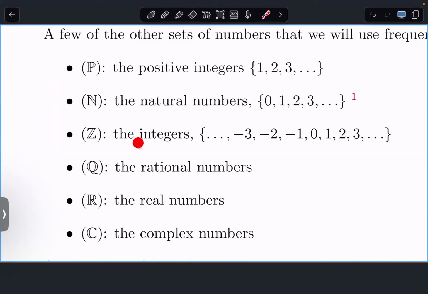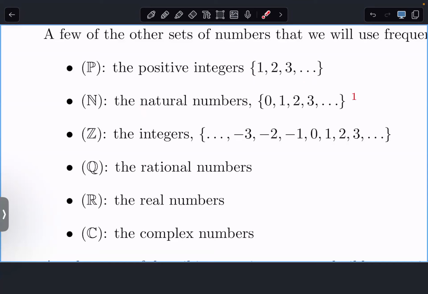While integers aren't introduced until here, Z is the set of integers. Integers are any whole numbers from negative infinity to positive infinity. And so the positive integers would be 1, 2, 3, dot, dot, dot, ellipsis. The natural numbers, slightly different, include 0.